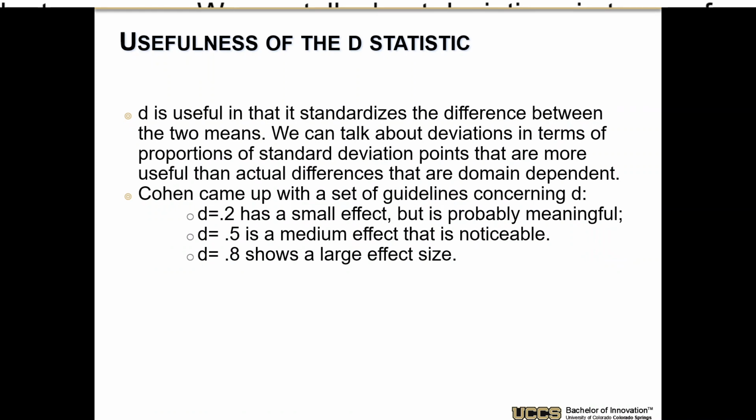If D is 0.2, then you're going to have a small effect, but it's probably meaningful. If D is less than 0.1, it's probably not meaningful. If D is 0.5, you have a minimal effect size that's generally noticeable. If D is 0.8, you have a very large effect size. And if it's greater than 1, you have an amazing effect size. So this just allows you to look at things and say, how confident am I now?